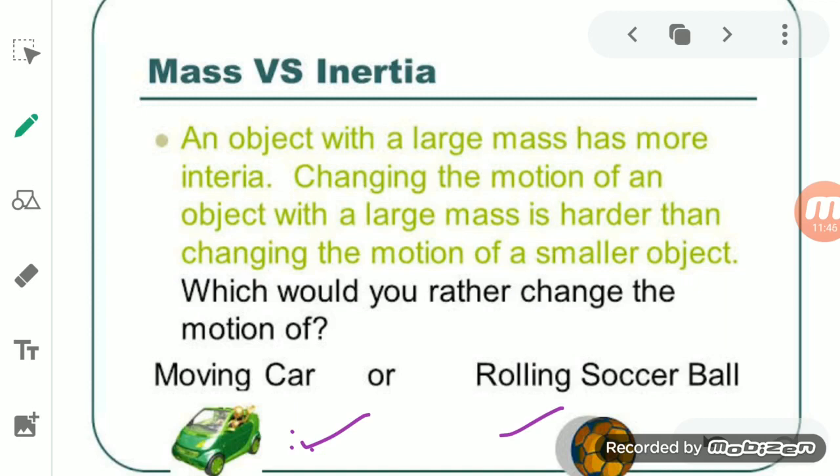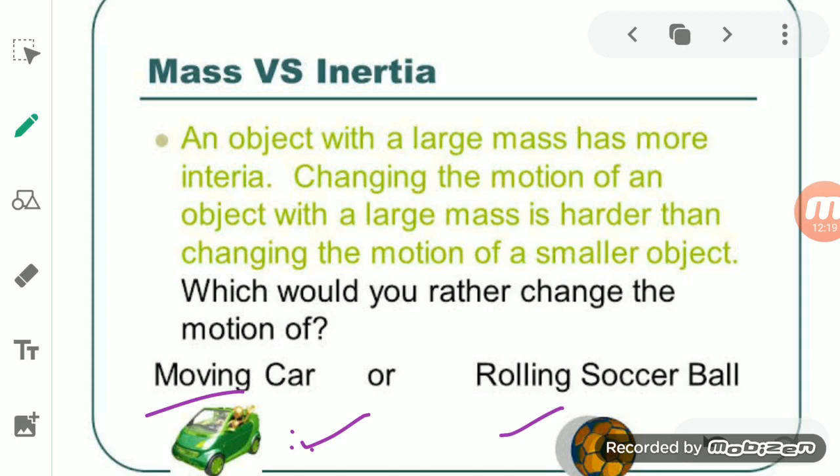So you know that a car has more mass, it is very heavy, so we have to apply more force. And a soccer ball has less mass, it is a lighter object than the car, so we have to apply very little force to stop its motion, to change its state.